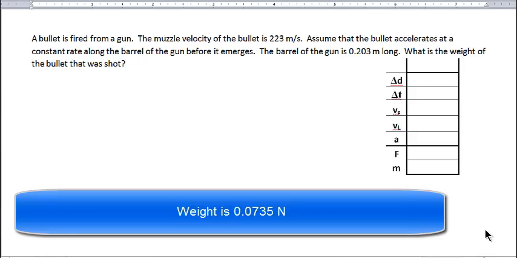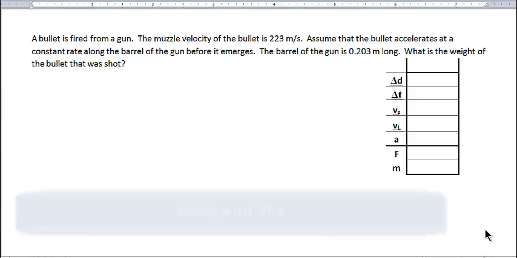We have a nice little extended kinematic problem here about a bullet coming out of a gun. Let's read it together. A bullet is fired from a gun. The muzzle velocity of the bullet is 223 meters per second.